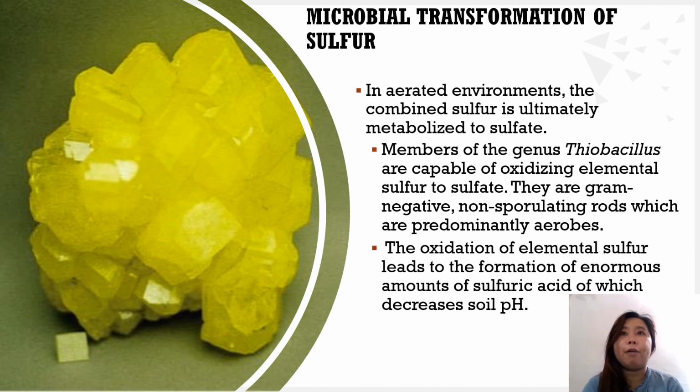While in aerated environments, the combined sulfur is ultimately metabolized to sulfate. The members of the genus Thiobacillus are capable of oxidizing elemental sulfur to sulfate, making it available for plant uptake. They are gram-negative and non-sporulating rods, which are predominantly aerobes. The oxidation of elemental sulfur leads to the formation of enormous amounts of sulfuric acid, which decreases soil pH. So, microbial transformation of elemental sulfur to sulfate can acidify the soil.